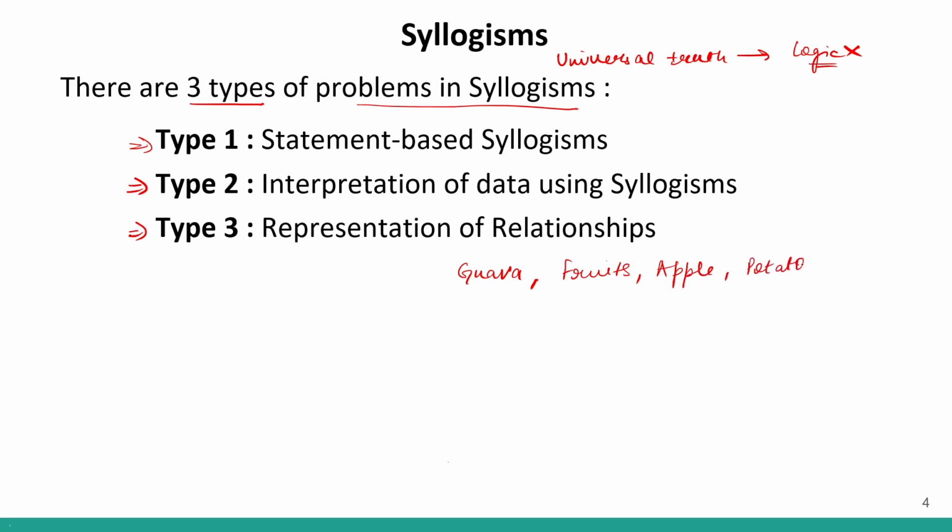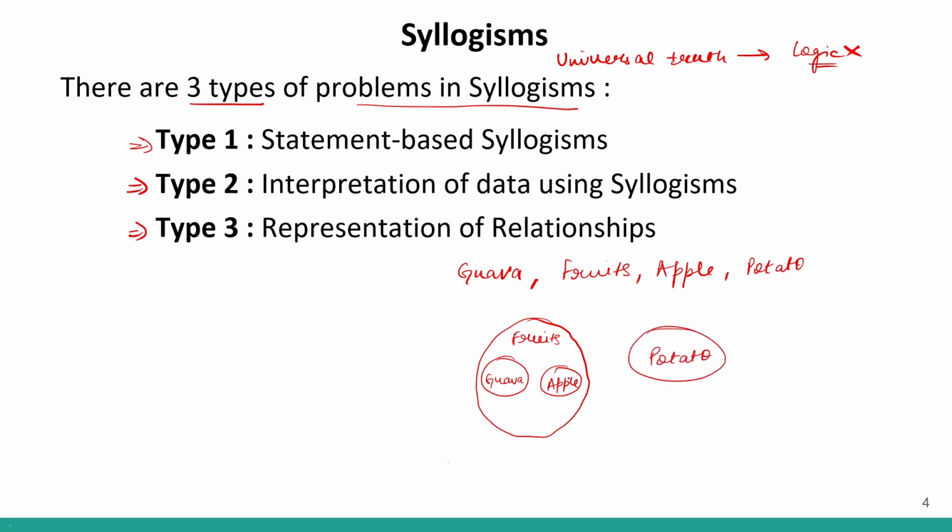These are the 4 words given to us and we have to represent them in the form of a Venn diagram. So I know fruits is a bigger term, correct? So this will be my fruits. Now under these fruits, one type of fruit is guava and the other type of fruit is apple, correct? And potato is altogether a different entity. Potato is a vegetable, so it cannot come in fruits. So based on this diagram, I can represent the relationship between guava, fruits, apple and potato. So this is another type of question that you can get in your competitive exams.